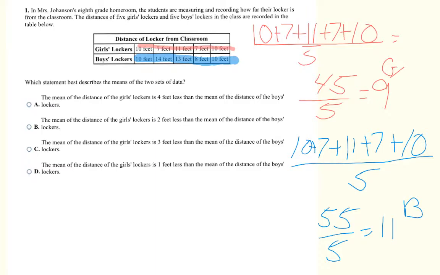So the mean of the boys' distance to their lockers is larger than the girls' by 2 feet. The one that says that is B. The mean of the distance of the girls' locker is 2 feet smaller, less than the mean of the distance to the boys' locker. So that means B is going to be my final answer.